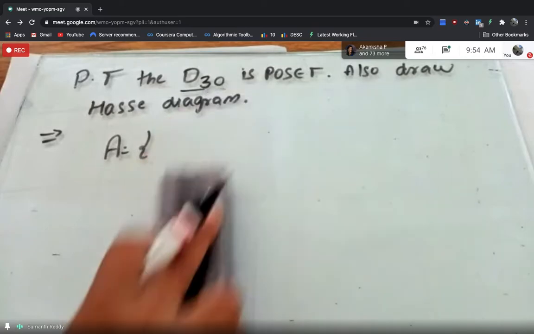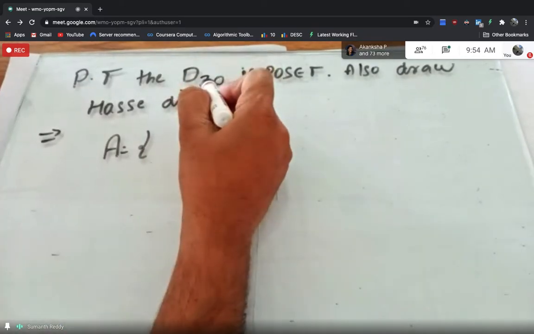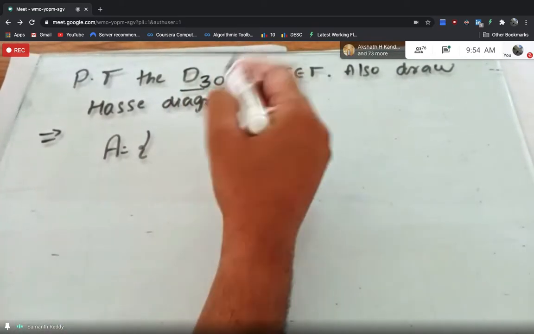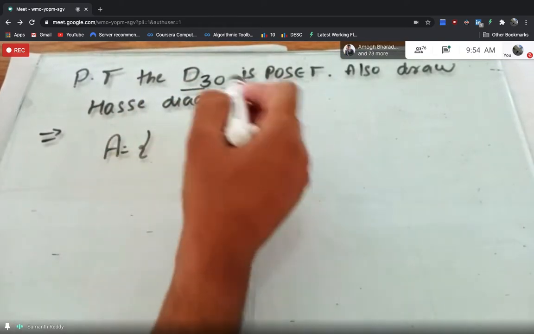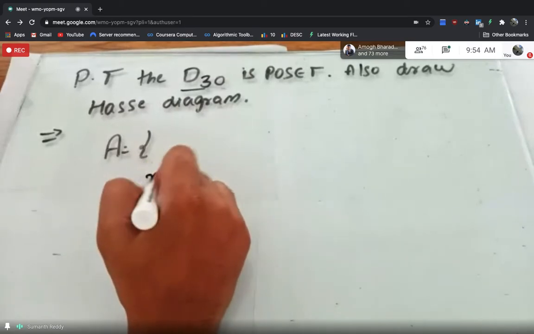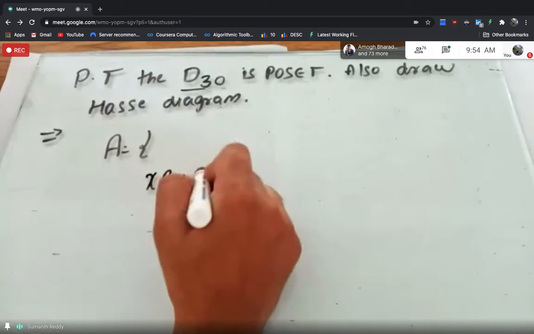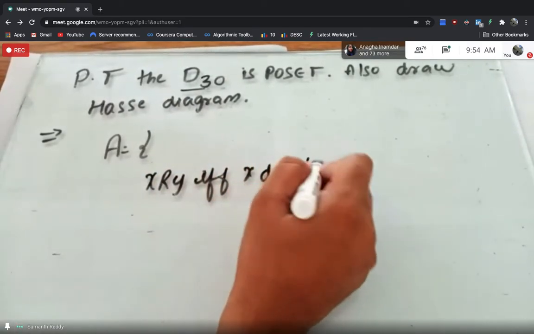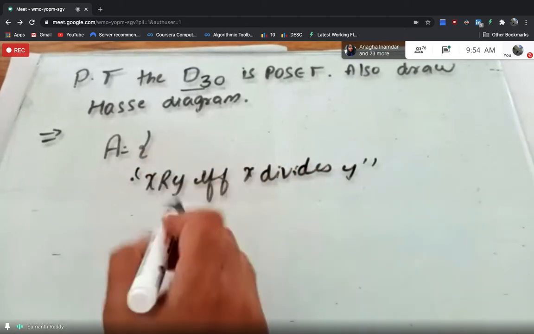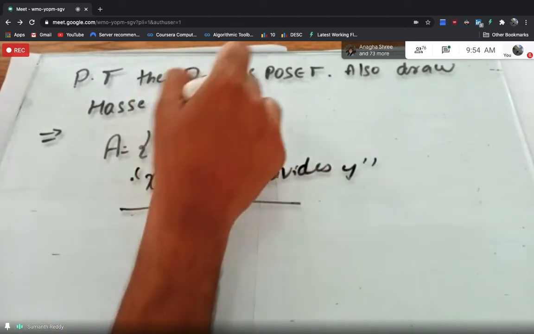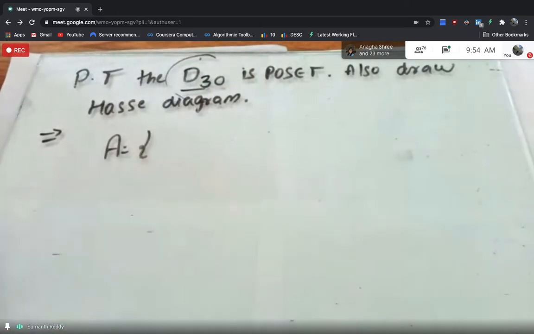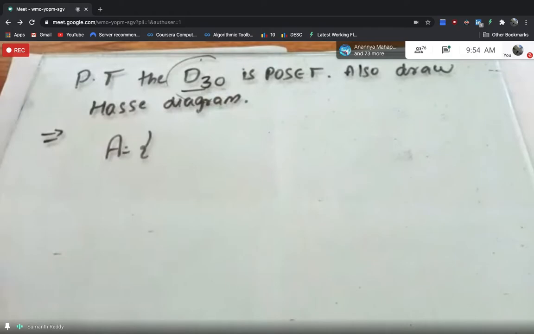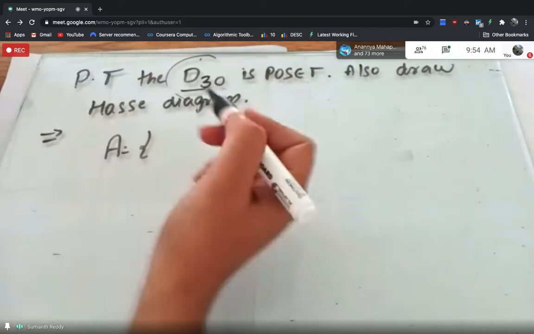In some question papers, instead of D30, he will only give the set of elements. And instead of naming the divisibility relation, he will say that X is related to Y if and only if X divides Y. So in the question paper, either he can ask in this way or he will just say the divisibility relation D30. If he tells only D30, as you already know, we need to include all the positive divisors of 30.